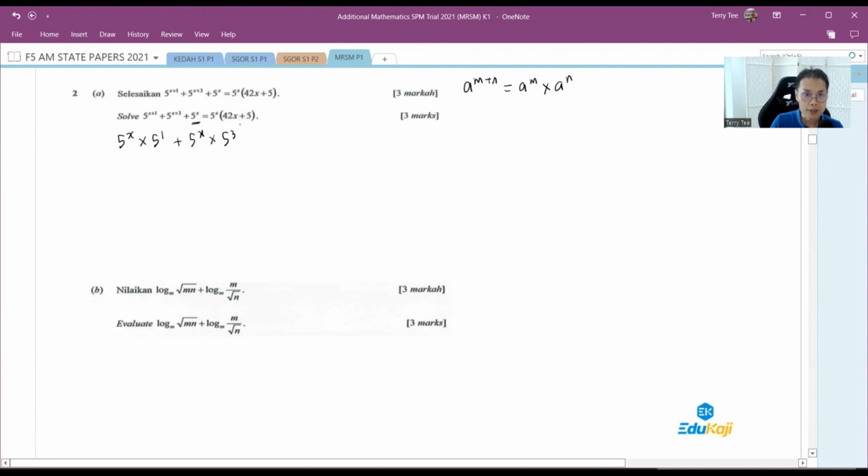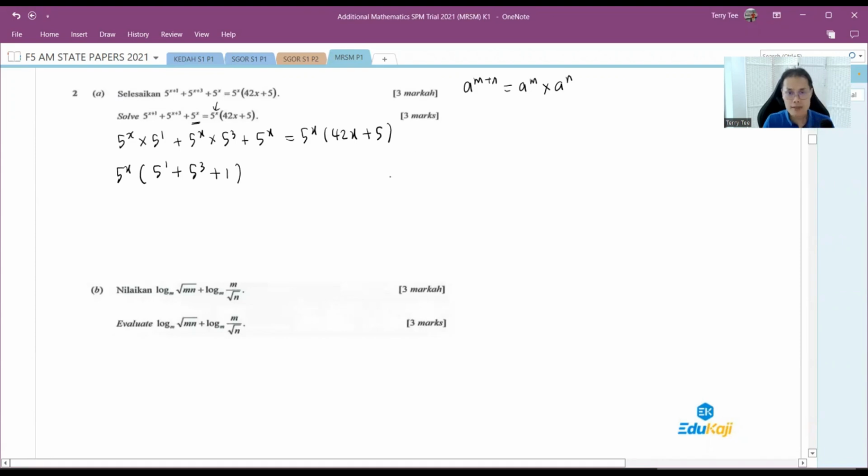Now, I still have a 5 power x here, just keep it. And notice I have another 5 power x on the right-hand side. Just leave it first. And you have 42x plus 5. Now, we have to factorize this 5 power x. Take it out, 5 power x. This is 5 power 1. This is 5 power 3. And when I take out 5 power x from here, I'm left with just 1.